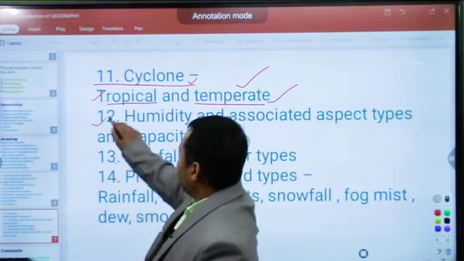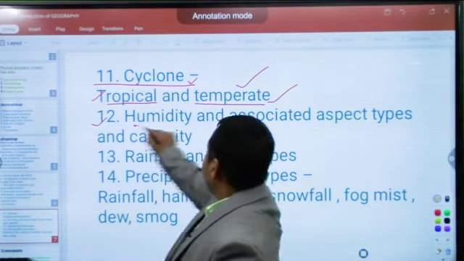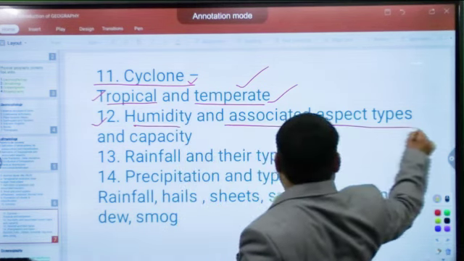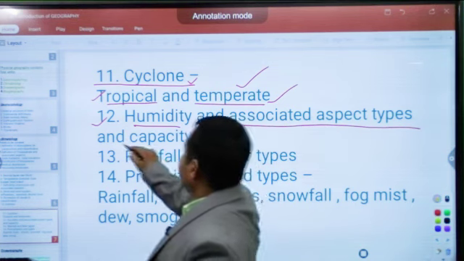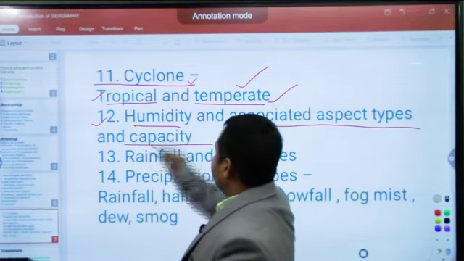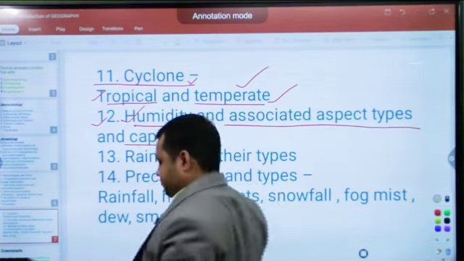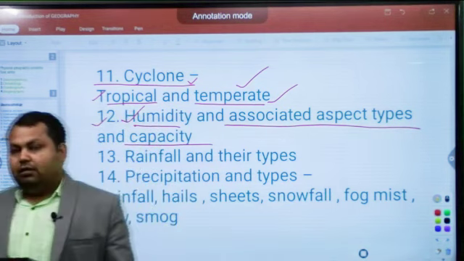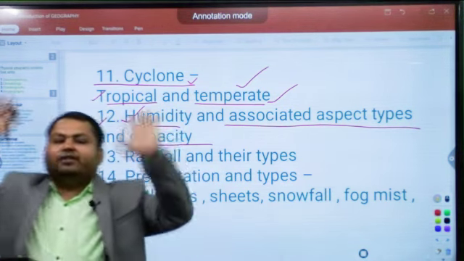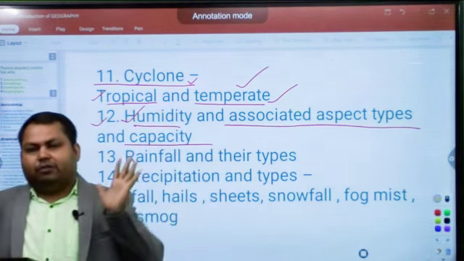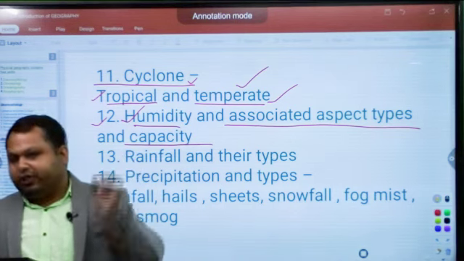The 12th topic is humidity, associated aspects, types of humidity and capacity of humidity. The first is humidity. What is humidity? Presence of water vapor in air is called humidity.